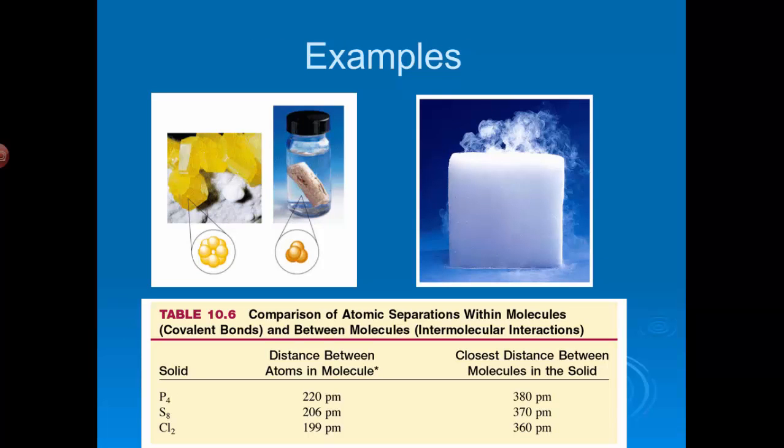So examples of molecular solids would be something like sulfur or phosphorus. Those are atoms that are attracted to one another. Carbon dioxide as a solid, dry ice. Weak attractions between the carbon dioxide molecules, so dry ice turns back into a gas very easily. And you can see some examples of, in 10.6, some atomic separations. You can see that they're fairly close to one another.